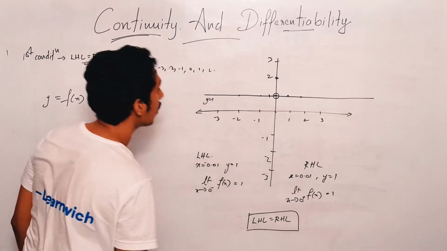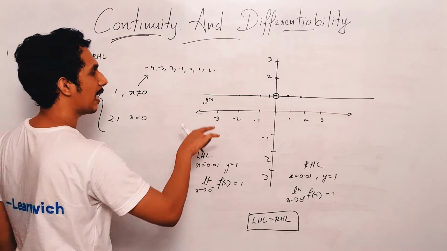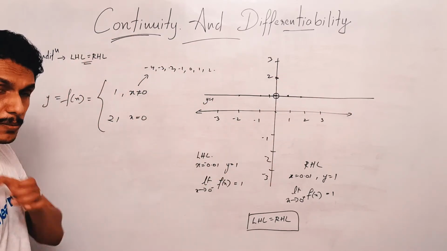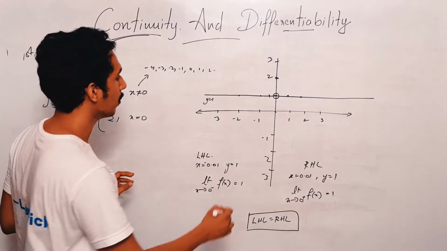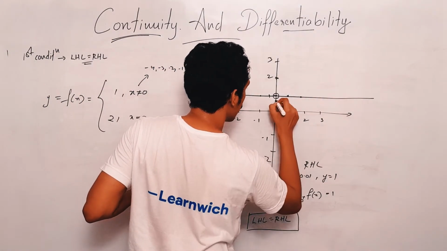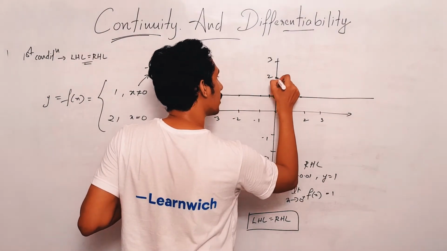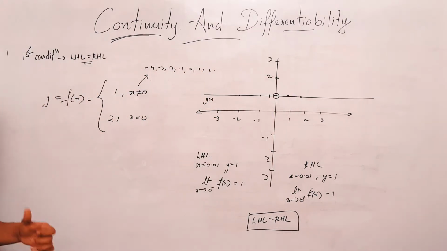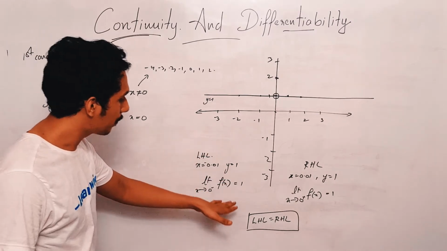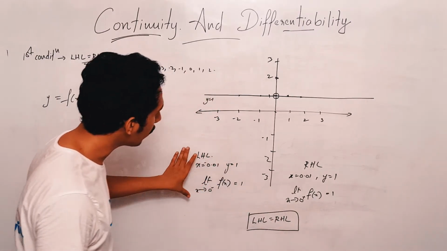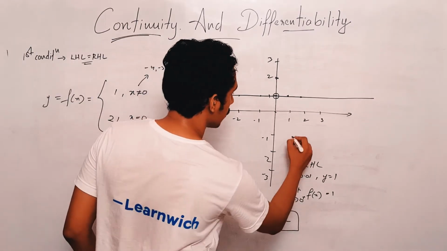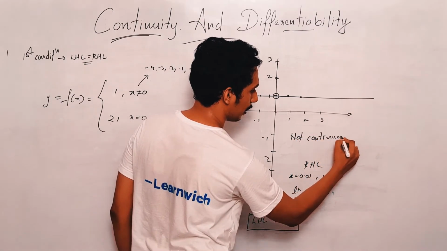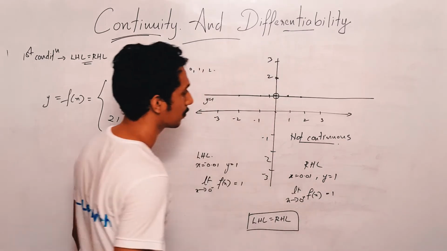But look at the graph. Look at the graph and tell me, can you draw this graph without lifting your hand from the plane of the board? Is it possible? No. You can draw this graph like this. You can put a knot here. But to mark the point 2, you have to lift your hand and draw the point. Understood? So left hand limit is equal to right hand limit. Even then this function is not continuous.